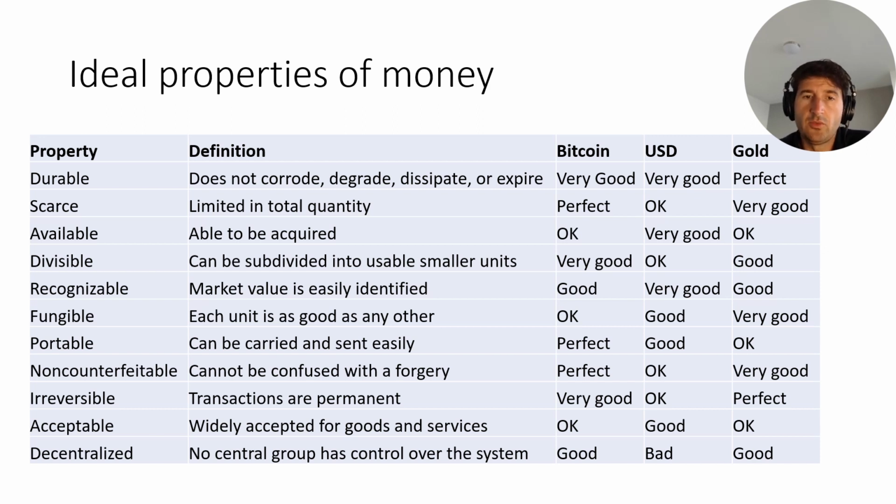Fungible as well. You want each unit of the currency to be considered the same as any other unit of the currency. And portable. You want to be able to carry it or send it easily, especially across long distances. You also want something that's non-counterfeitable, or at least very difficult to counterfeit, right? Because you don't want people to confuse it with forgeries, because the forgeries end up effectively inflating the supply.